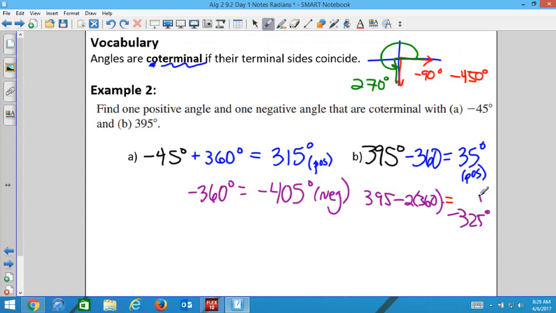All right, you've got 4. You try. Find one positive and one negative. Of course, if you have your calculator, you're going to fly through this. Hopefully.